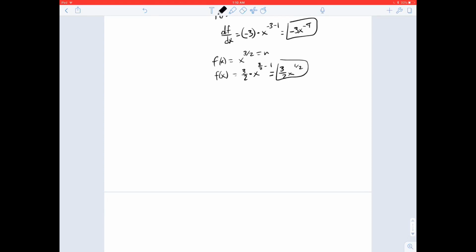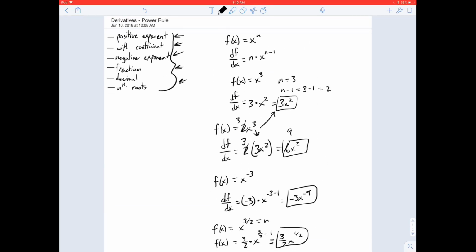Literally the exact same thing. The whole process never changes. Let's have x to the 5.1. Doesn't matter. The process still applies. The derivative of f with respect to x is going to be 5.1 times your x, n minus 1. 5.1 minus 1 is 4.1. Simplify it a little bit, make it look cleaner. And that's it. That's all there is to it.